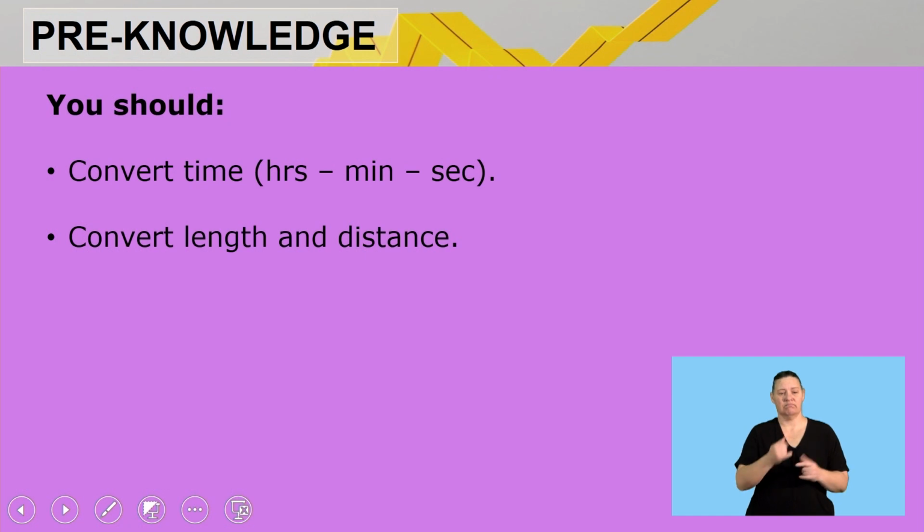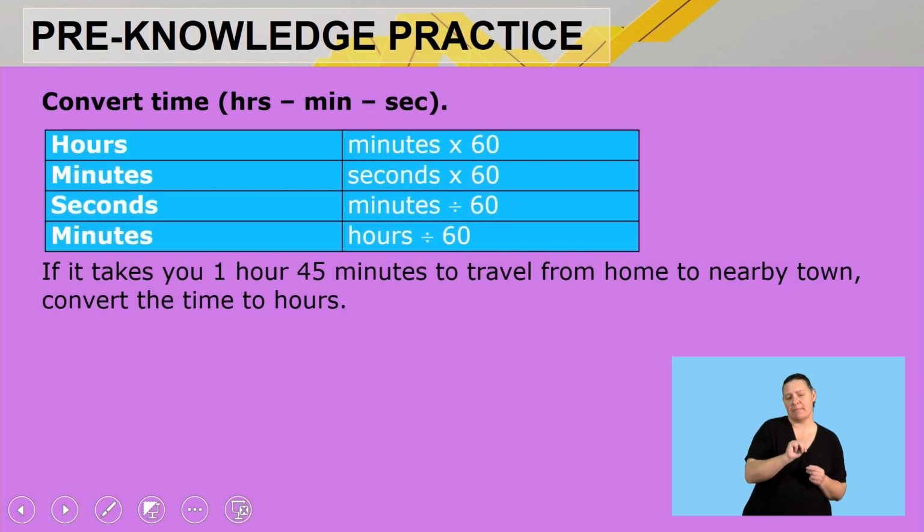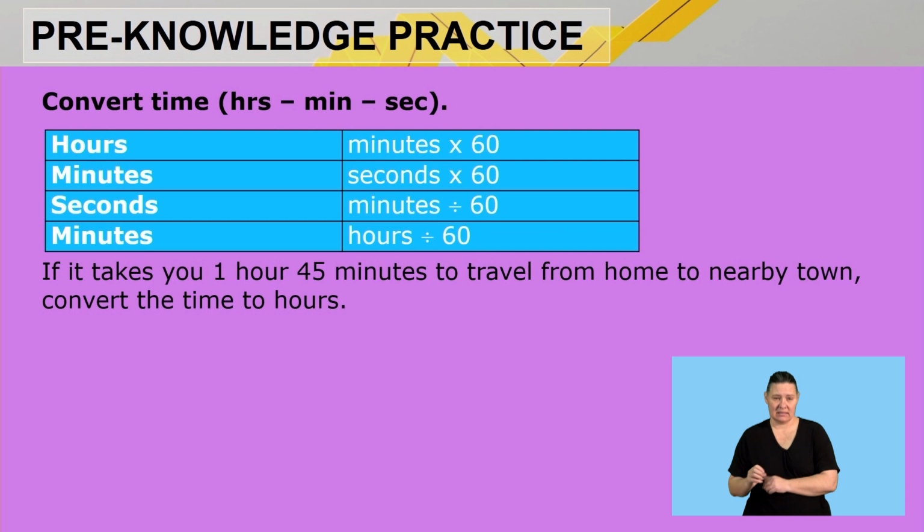Now, let us look at what you should know by now. You should be able to convert time from hours to minutes as well as to seconds, and from seconds to minutes and to hours. And you should also be able to convert the length and distances using different units. Now, looking at what you know as a reminder, when you convert hours to minutes, you multiply by 60, minutes to seconds, you also multiply by 60, then seconds to minutes divide by 60, minutes to hours you divide by 60 as well.